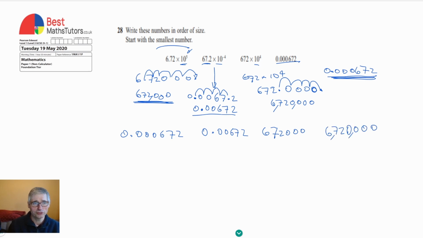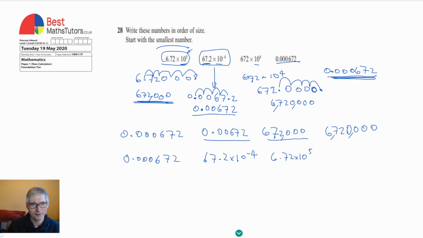And to complete the question, what I need to do is just write them back in the form they were written in the first place. So I just need to remember which one was which. The first one is just that decimal. The second one, this one, was actually this one with a negative power. And the next one, the 672,000, was actually the first one there. And the final one, the largest number, is actually 672 times 10 to the 4. And that's it, we've completed the question.